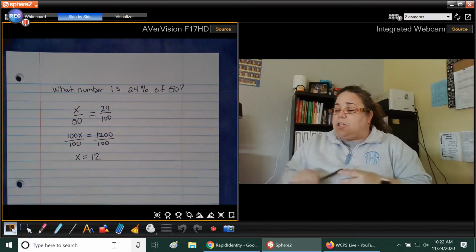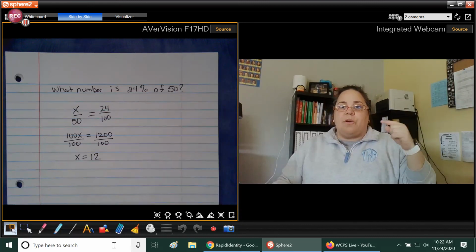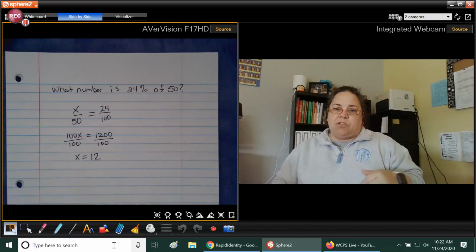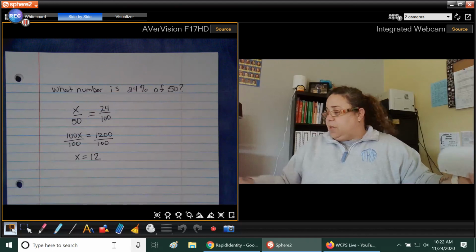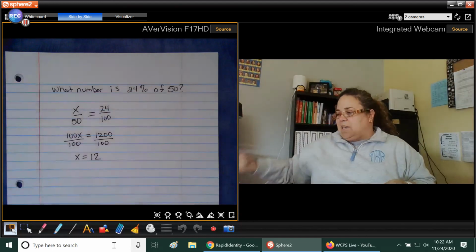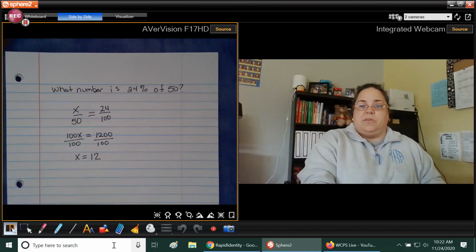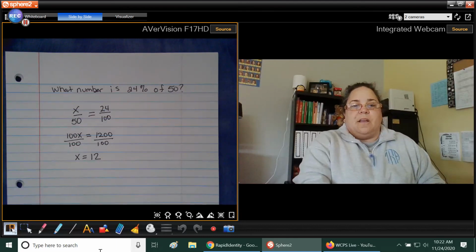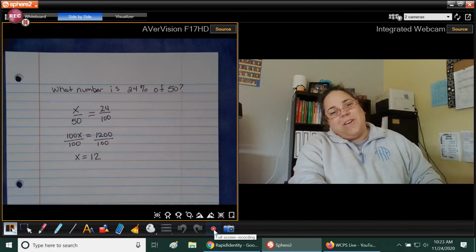All right, so on your assignment today, I want you to practice using this method. Is over of equals percent over 100. Okay, really important to learn this. It is probably one of the best helping strategies for math in 6th grade. Is over of equals percent over 100 is one of the most helpful strategies. Alrighty guys, go practice.